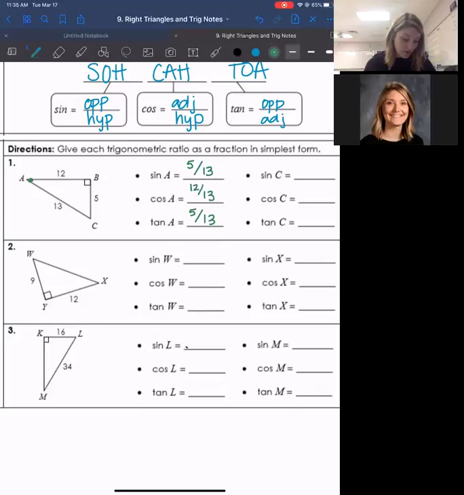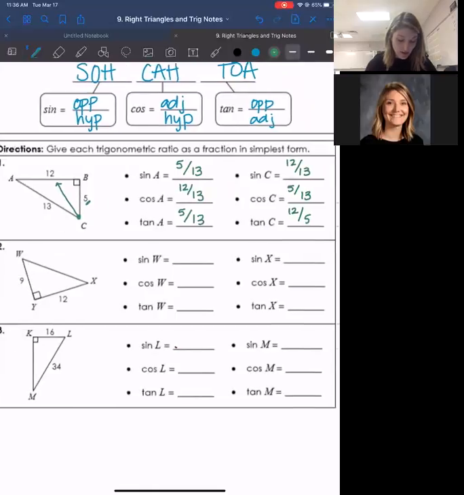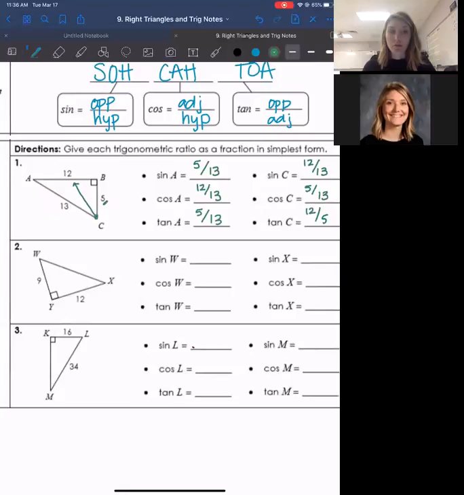Okay, we'll do the same thing, but let's look at angle C. Angle C is right here. Sine is still opposite over hypotenuse. Opposite of C is 12, and the hypotenuse is still 13. Cosine of C, that's the CAH part, so that's going to be adjacent over hypotenuse. Adjacent to C is this 5, so that's 5 over 13. And then tangent is always opposite over adjacent. Opposite of C is 12, and adjacent is 5. And of course, you would simplify those fractions if you could.